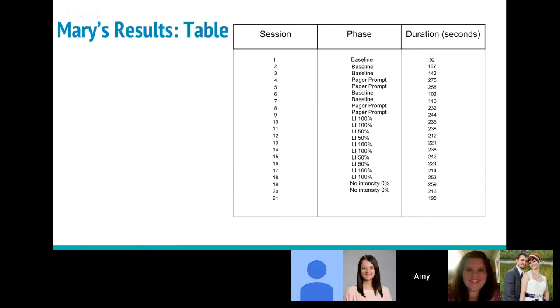And here is my table that outlines all of that. In baseline, I was ranging about 120, relatively rapid. And then with the prompts, I was able to get up higher. My highest was actually in the pager prompt, 275, but then in no intensity, I was able to do 259 seconds.